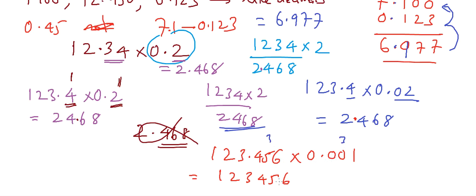So 1, 2, 3, 4, 5, 6. So the point comes here. Okay. So the whole number part is nothing, it's only the decimal part. So for the whole number part, just place a 0. So write 0 here. So it is 0.123456. That's all. Now check the number of decimal places here: 1, 2, 3, 4, 5, 6. Yeah, so that means correct. 3 plus 3, 6.